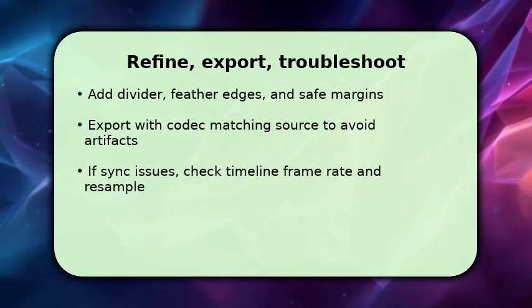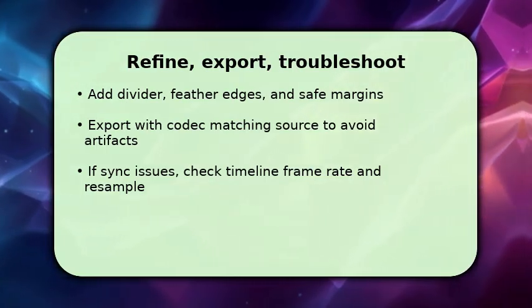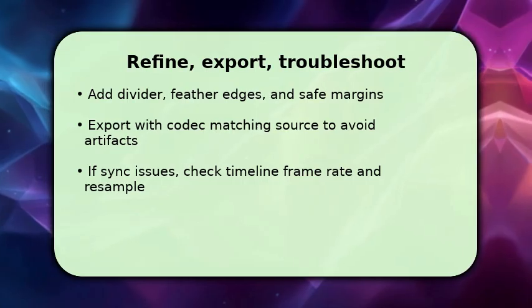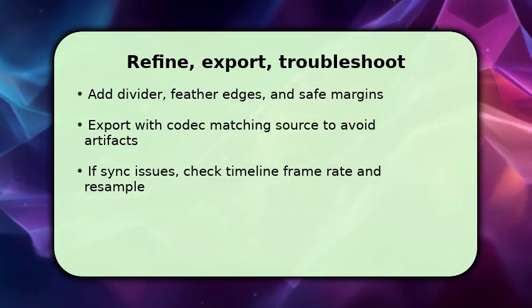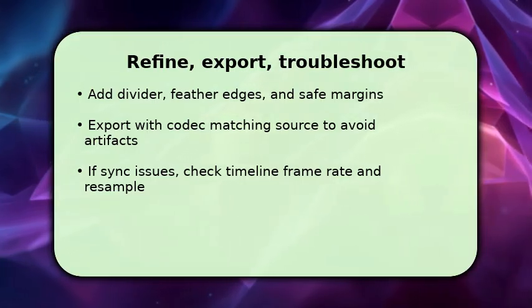Add a thin divider or soft feather to hide tiny mismatches. Use safe margins so no important content is cut at the edge. Once it looks right, export using a codec and bitrate that preserve detail. Matching source settings prevents new artifacts.